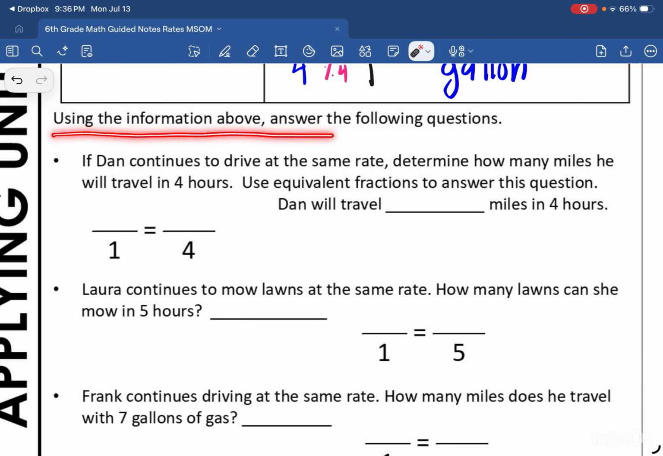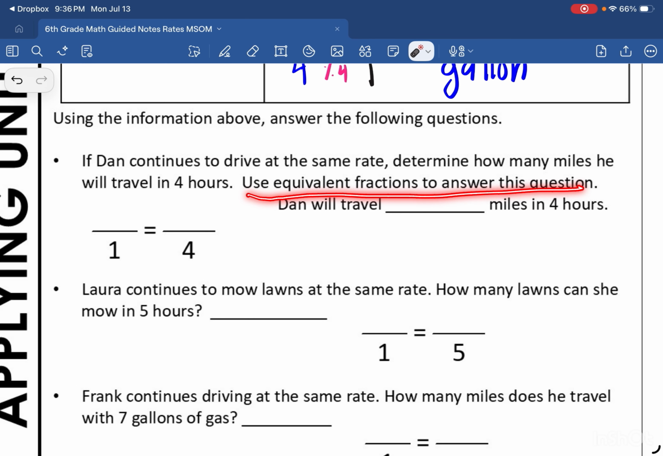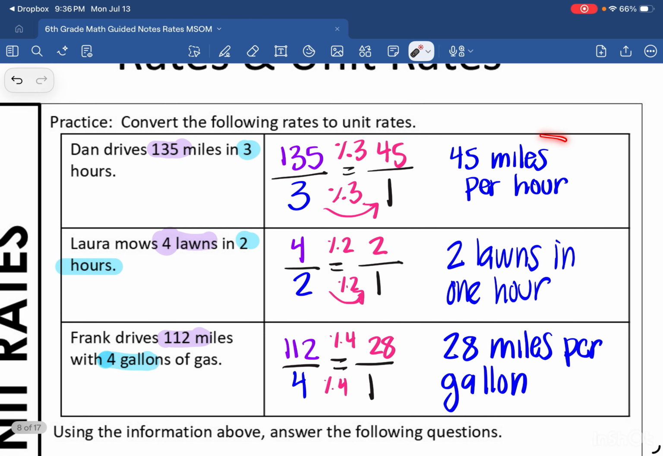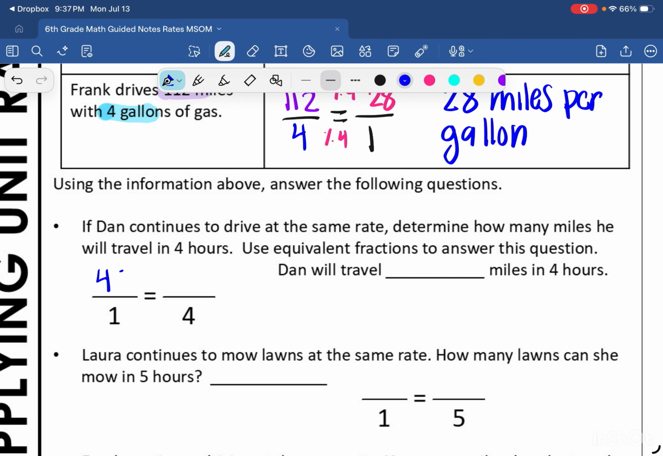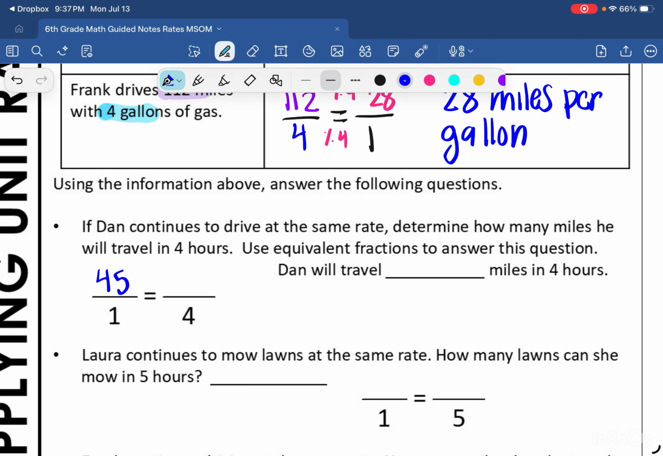Using the information above, answer the following questions. If Dan continues to drive at the same rate, determine how many miles he will travel in 4 hours. Use equivalent fractions to answer this question. So going back up here to Dan, I know that he travels 45 miles per 1 hour, but I want to know how far he travels in 4 hours. So how do I get from 1 to 4 using multiplication or division? I'm going to multiply by 4, and then I will multiply the numerator by 4. So 45 times 4 is 180. So Dan will travel 180 miles in 4 hours.